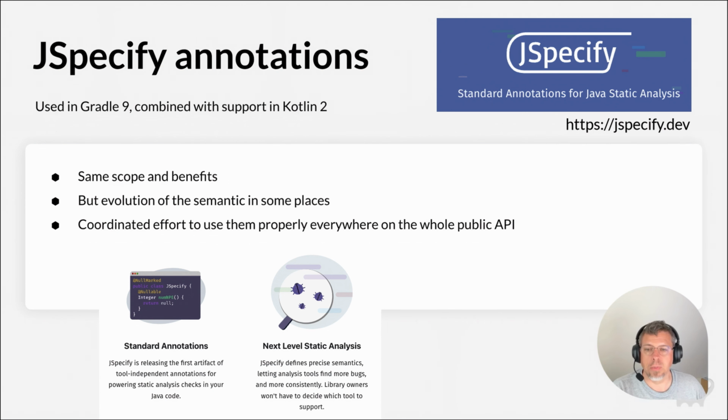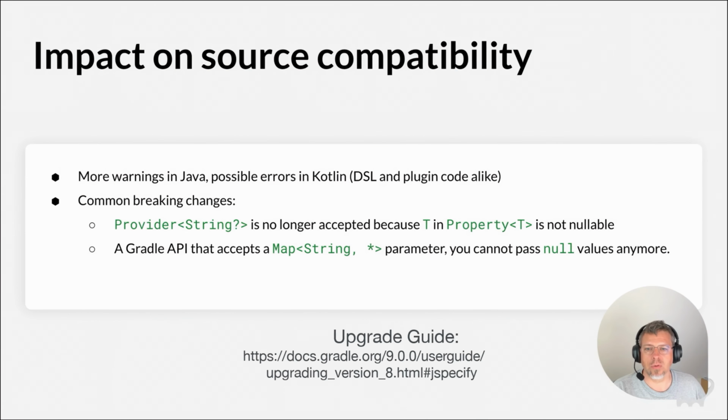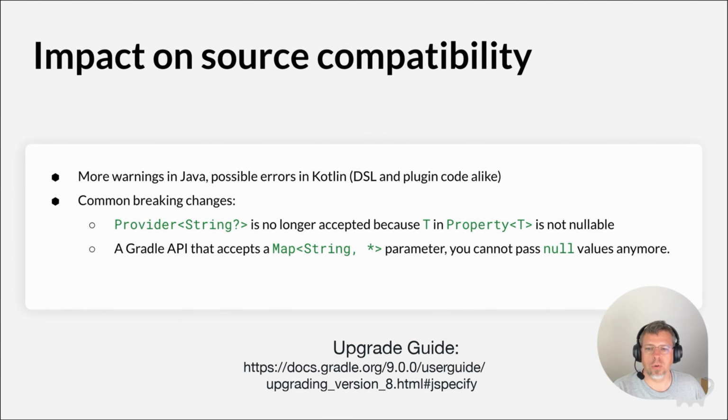And also there is a deeper integration with Kotlin, and especially with Kotlin 2 and above. And so we've made a coordinated effort to use them properly everywhere on the whole public API, but this may have consequences on source compatibility of your existing build scripts or plugin code. You could get more warnings in Java and possibly some errors in Kotlin, both for DSL and plugin code alike.